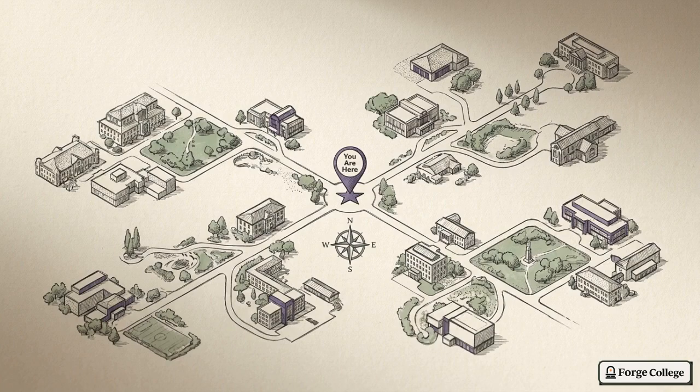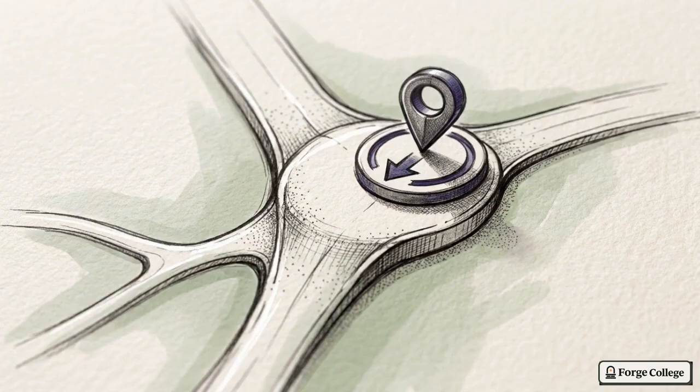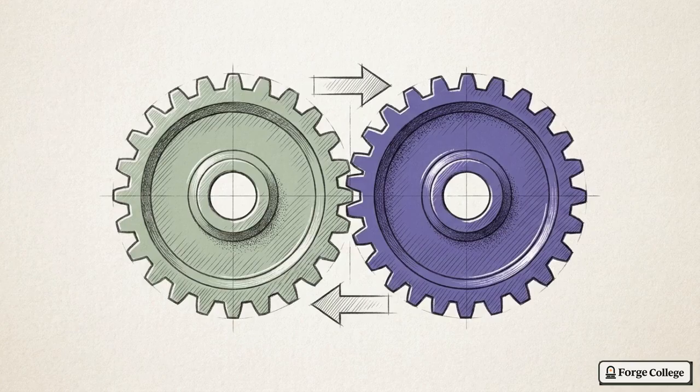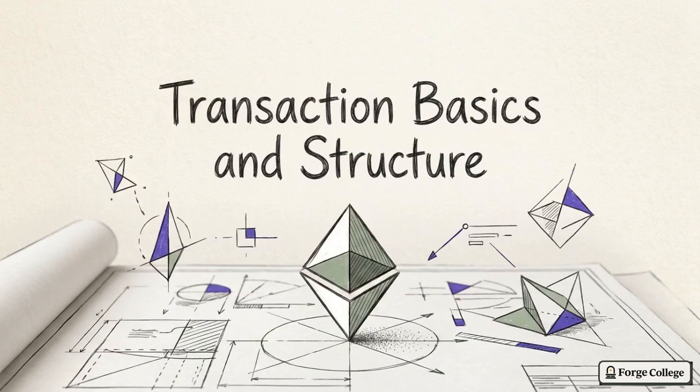We are moving steadily through the Ethereum Fundamentals track, specifically within the Introduction to Ethereum Architecture course. We've reached the module on Ethereum transactions and state changes. In our previous lesson, we focused on practical examples and troubleshooting guides to see how accounts interact in the real world. Today, we're diving into transaction basics and structure.